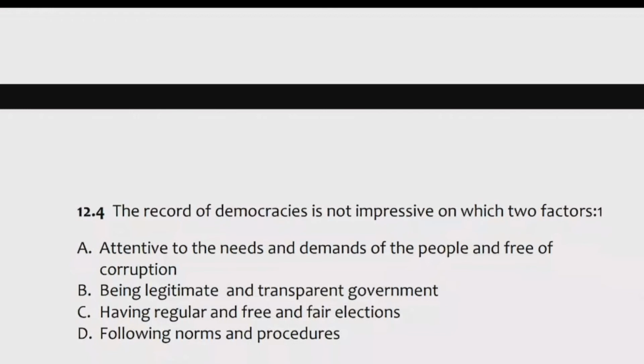12.4. The record of democracies is not impressive on which two factors? Options. A. Attentive to the needs and demands of the people and free of corruption. B. Being legitimate and transparent government. C. Having regular and free and fair elections. D. Following norms and procedures.